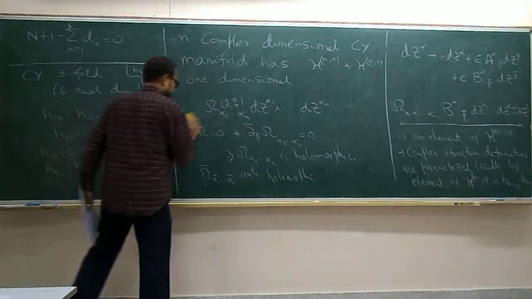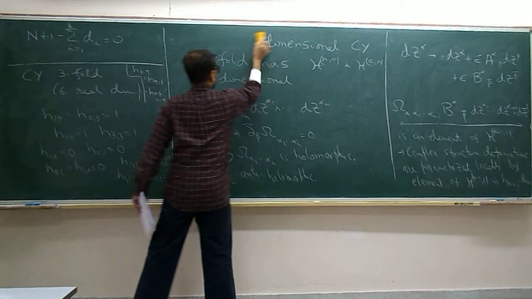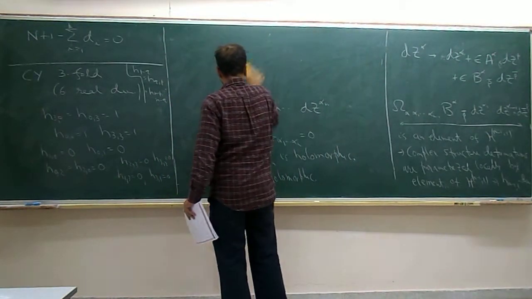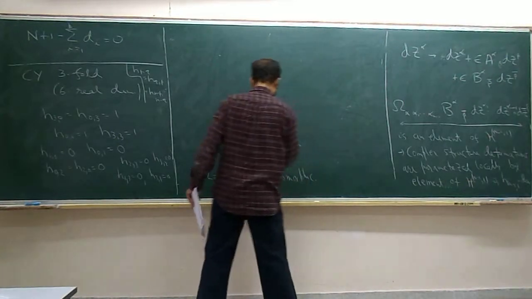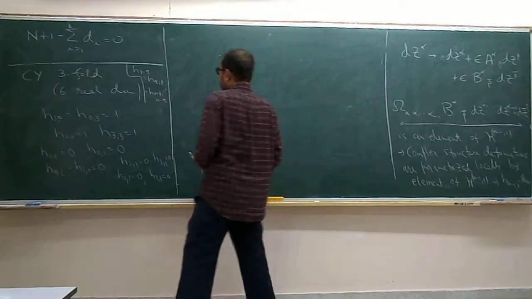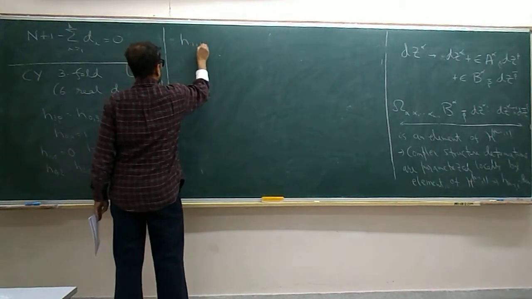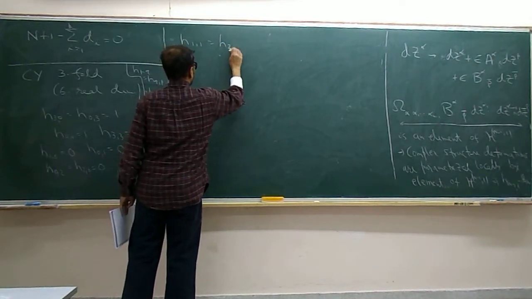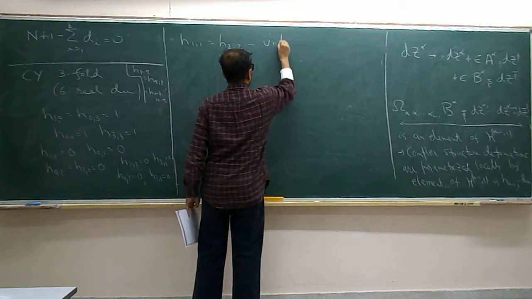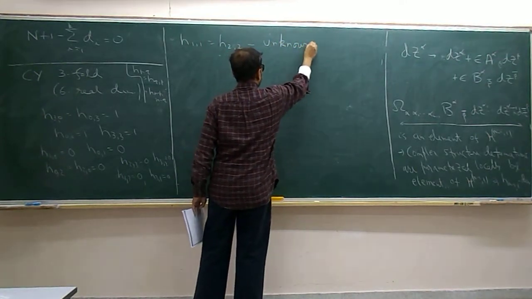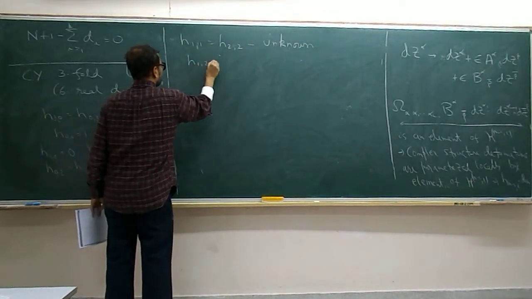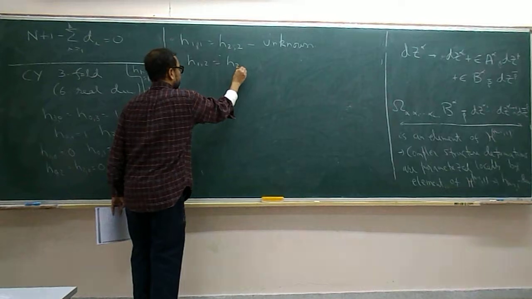So basically, only 2 unknown numbers remain. H11, which is also the same as H22, by Poincaré duality. This is unknown in the sense that it can be different for different Calabi-Yau manifolds. And H12, which is the same as H21, this is also unknown.